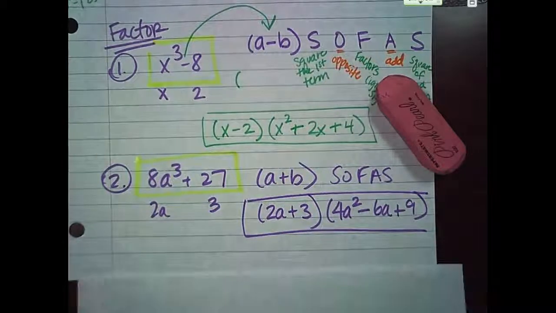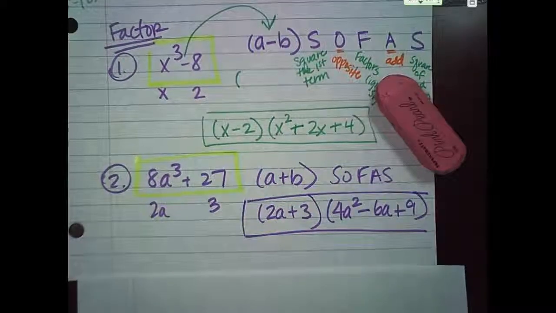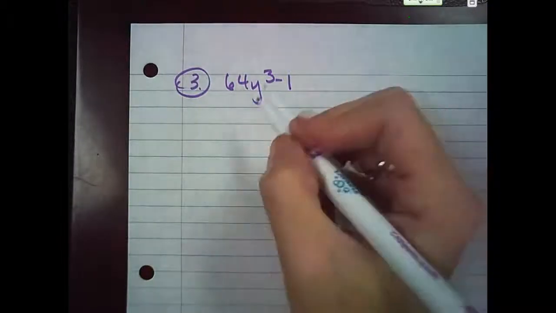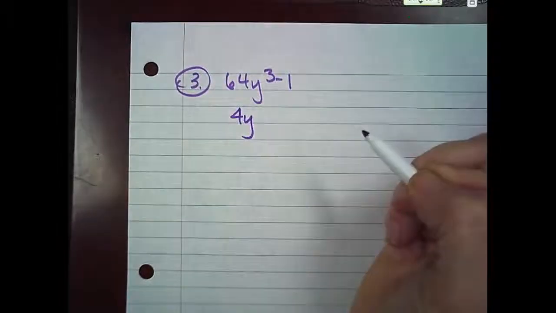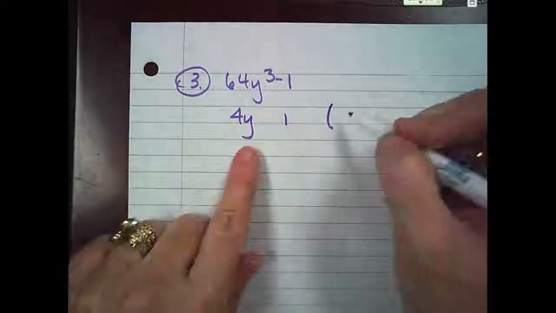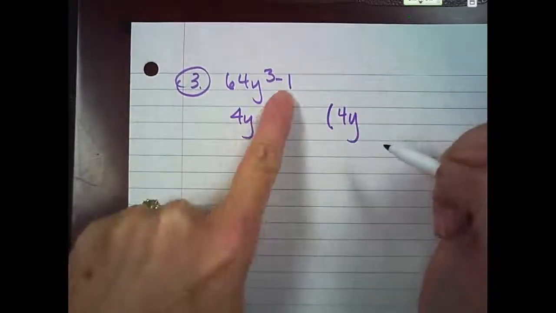Try another one. 64y cubed minus 1. It's a binomial, minus in the middle and both perfect cubes. What's the cube root of 64? 4y. What's the cube root of 1? 1. So we're going to say, okay, 4y, what's our sign? Minus 1. Then SOFAS.